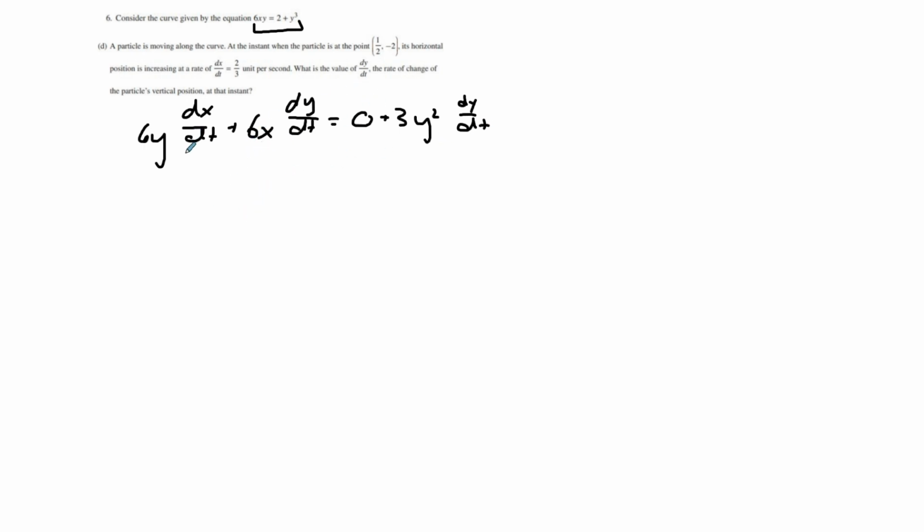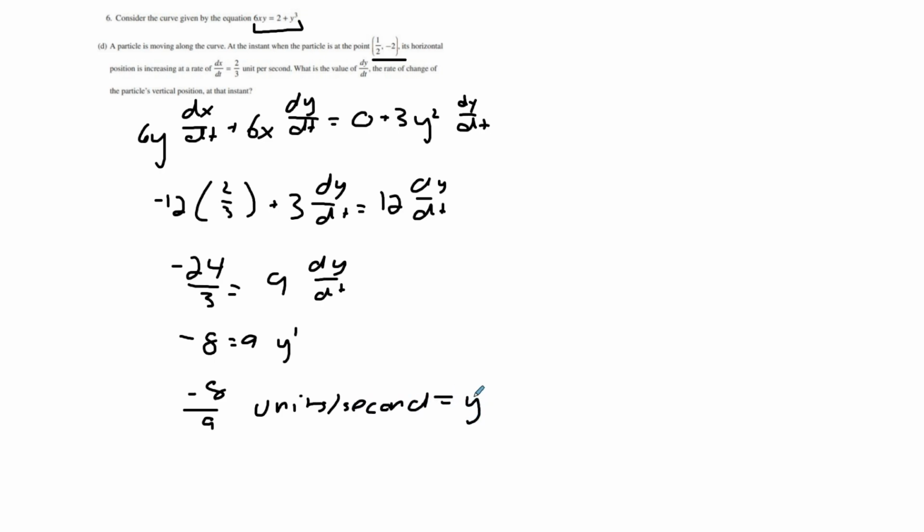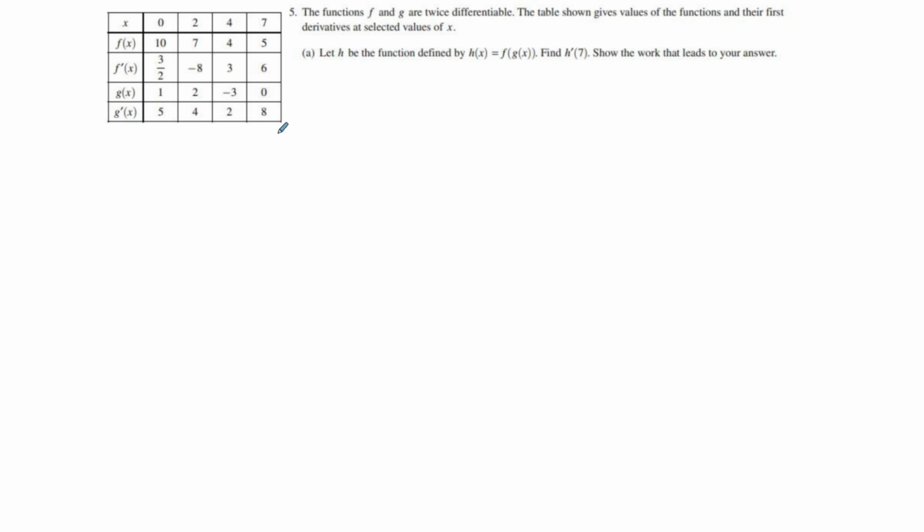So let's just plug in everything we have. So 6 times y would be -12 based on this point, times dx/dt, which is 2/3, plus 6x, which is 3, times dy/dt. And that equals 3 times y squared, which is 3 times 4, so 12 dy/dt. And so then we'd get -24/3 equals 9 dy/dt. So you'd get -8 equals 9y prime. So you'd get -8/9 units per second equals y prime. Right, so pretty simple.